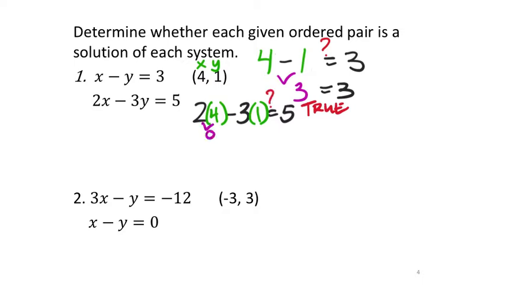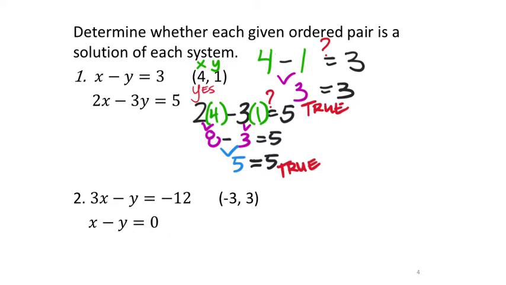2 times 4 is 8. 3 times 1 is 3. 8 minus 3 equals 5. Yes, it does. So that also is a true statement. Since both of these were true, and we're determining if this ordered pair 4, 1 is the solution, you can say yes. You can just say true if you'd like. But again, it's true because it lies on both. It's on both of the lines if you were to put this on a graph.